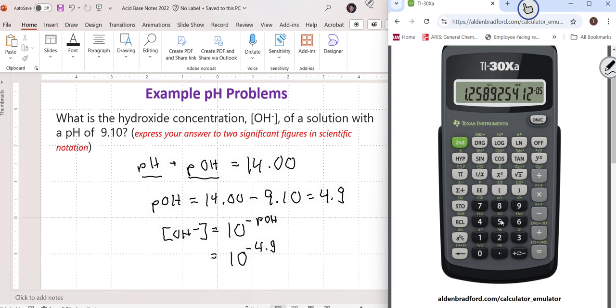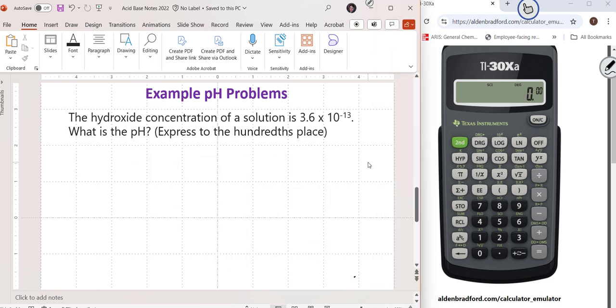And the unit is molarity, and I'm supposed to round to two significant figures. So after the calculation, this equals 1.3 times 10 to the minus 5 molar OH minus. This calculator is free online, and you can just use this website if you would like to use the same calculator in your problems. Let's look at another example.